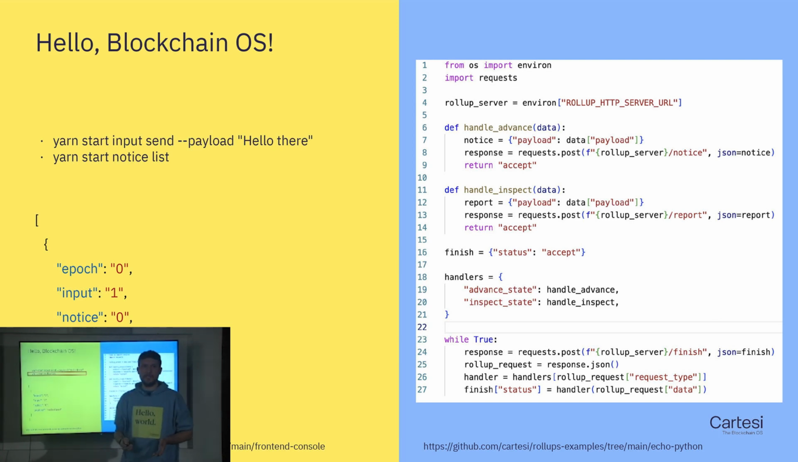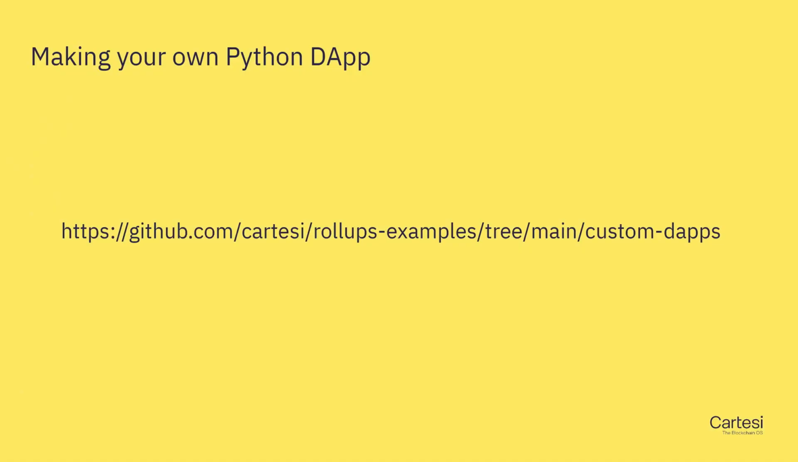Okay, so this is just the basic DApp you can have using Python. And let's go for something more fun. If you want to make your own DApp, we really have a very nice way for you to get started. If you check out this repo of ours, which is the rollup example, there are tons of examples, not only in Python, but also in other languages. And in there, we have something really nice, which is a way for you to generate your boilerplate code for a Python application. If you check these custom dApps, there's a README in there. And if you follow the instructions, you'll be able to bootstrap your own Python application.